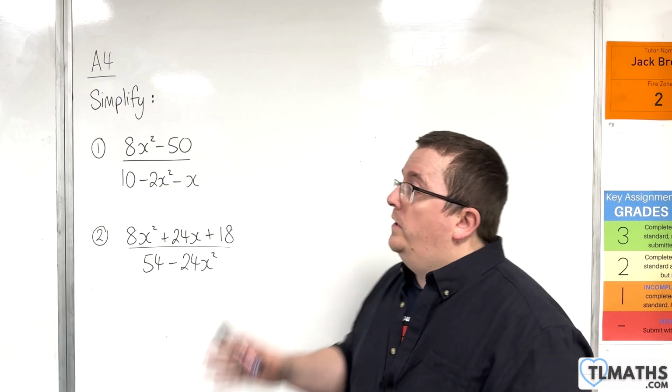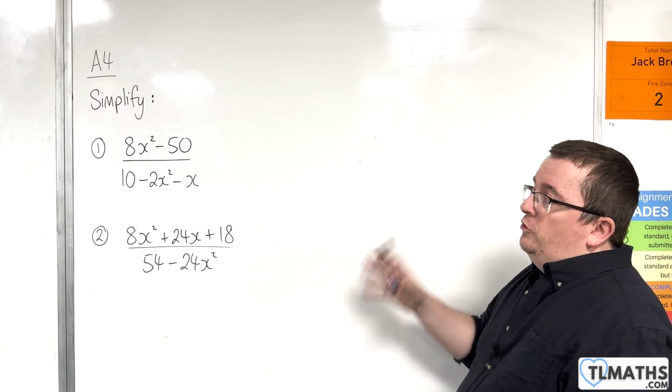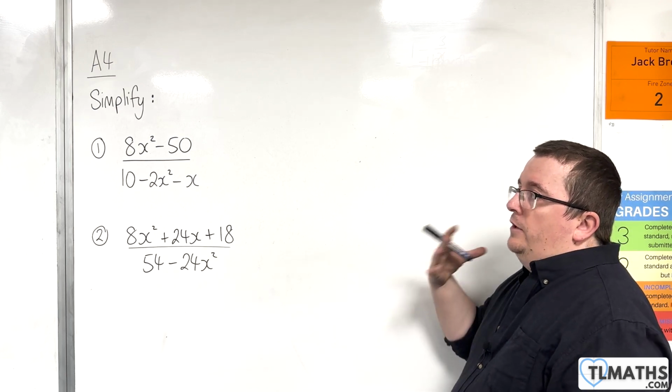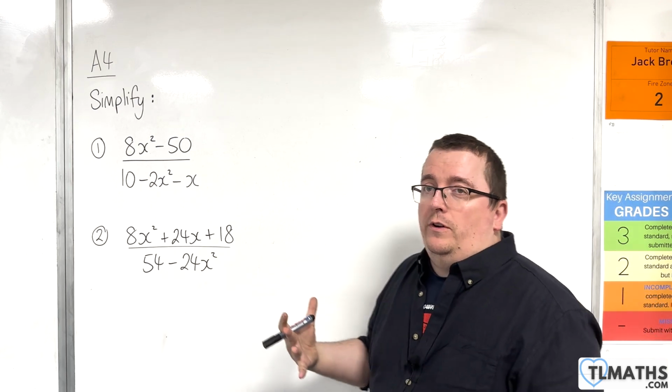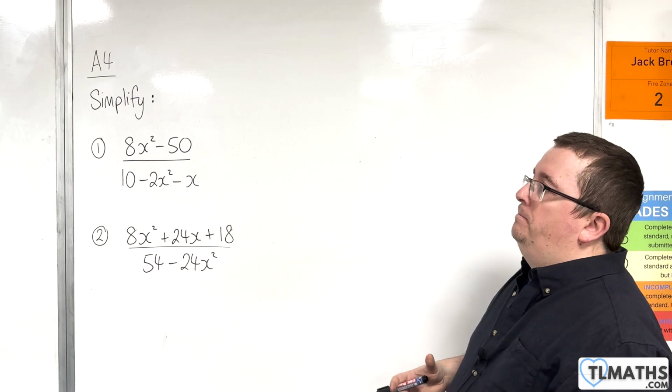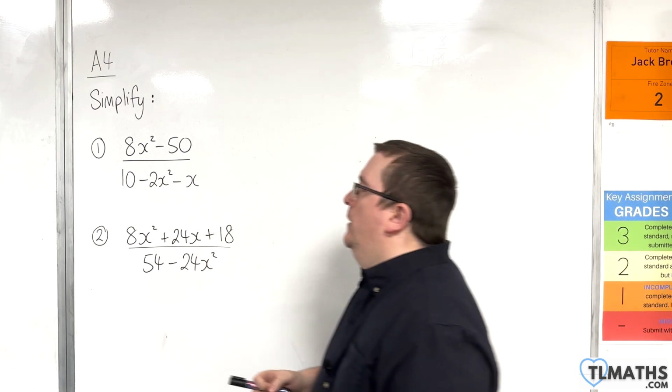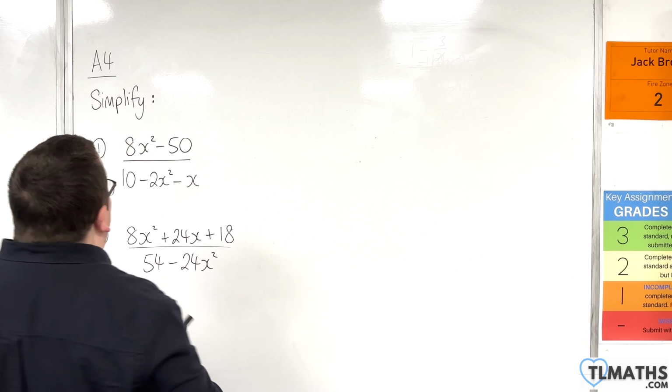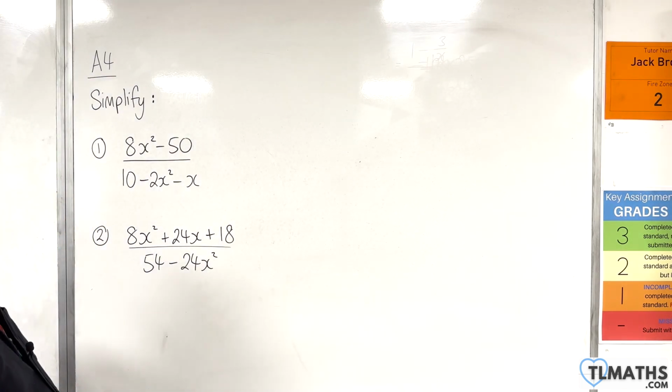So in this video, we're going to simplify these two algebraic fractions, and we're going to go through that by factorising the numerator and the denominator, and then cancelling through. So let's start off with this first one. We've got 8x squared take away 50 in the numerator, over 10 take away 2x squared take away x.